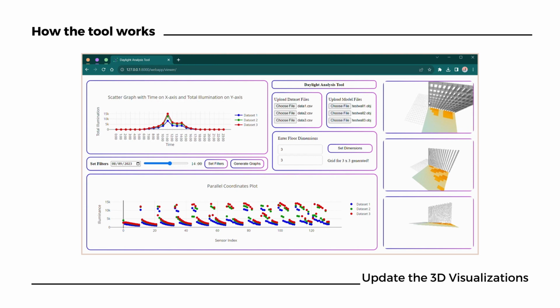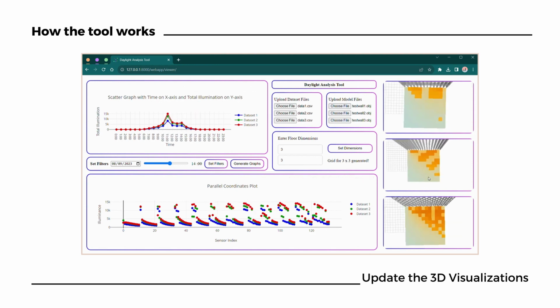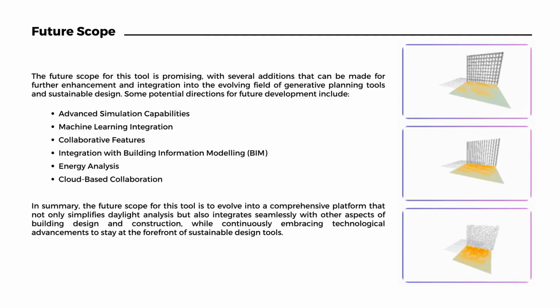The future scope for this tool is promising, with several additions that can be made for further enhancements and integration into the evolving field of generative planning tools and sustainable design. Some potential directions for future development include advanced simulation capabilities, which is enhancing the tool's simulation capabilities by incorporating real-time weather data and dynamic environmental factors. This would enable the users to perform more accurate and dynamic daylight simulations considering the changing weather conditions.